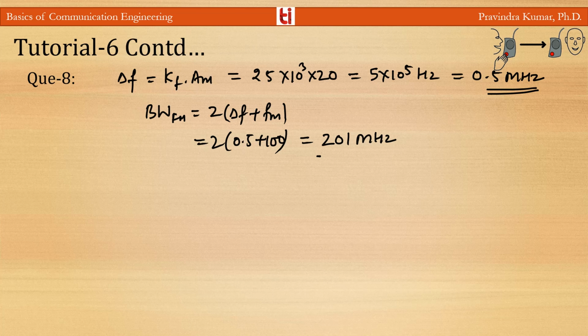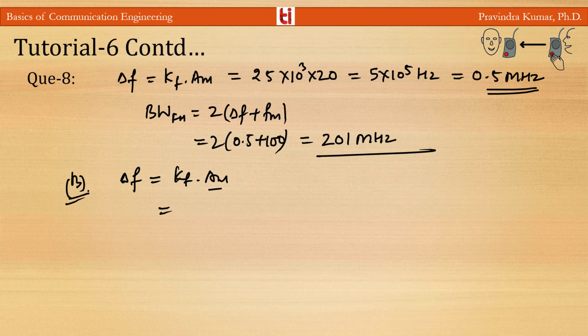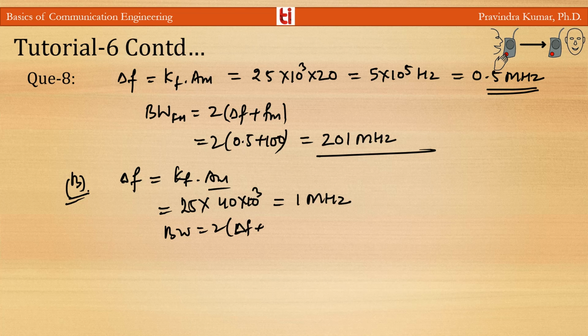Now the second case, when I have doubled the amplitude, delta F is kf into Am and Am is doubled, so it is 25 into 40 into 10 to the power 3, so it will be 1 megahertz. The bandwidth is 2 into delta F plus fm, it will be 2 into 1 plus 100, or it is 202 megahertz.